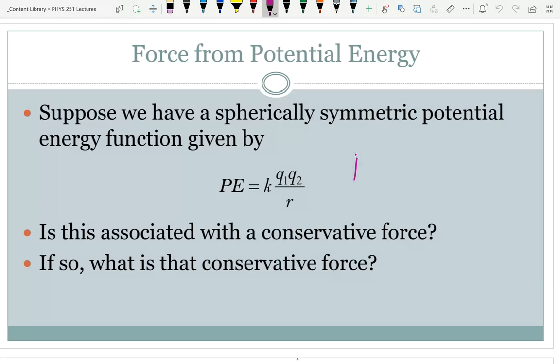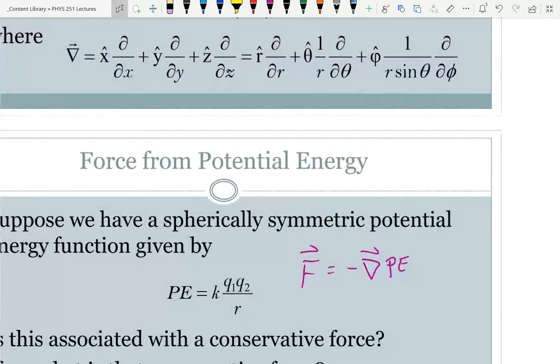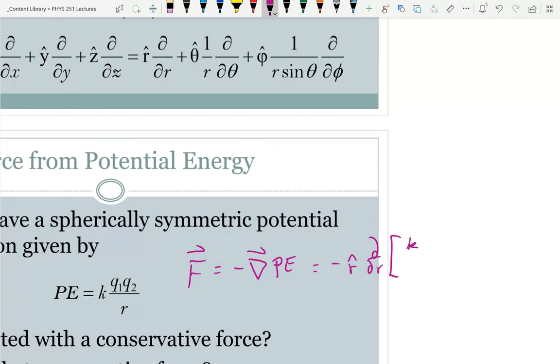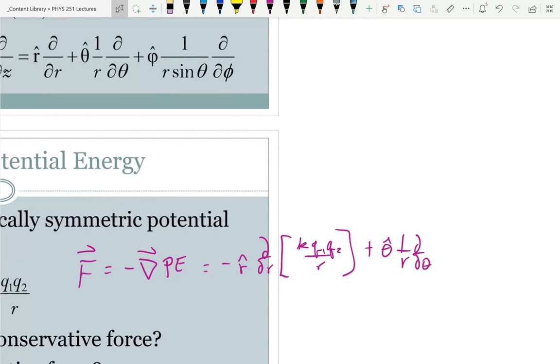But what we have is the force vector is equal to minus the gradient vector of potential energy. And so all we have to do is slide up so we can see what that gradient is. This is equal to minus r hat d/dr of kq1q2 over r, plus theta hat times 1 over r d/dtheta. And remember, you can't combine the r with the d theta there. It's two separate things.